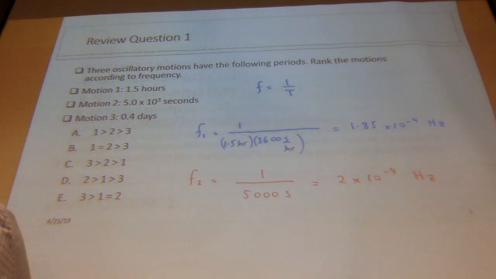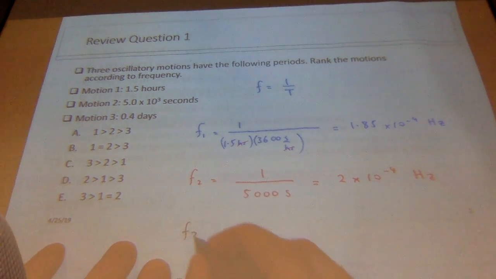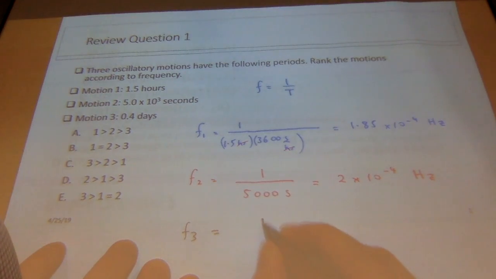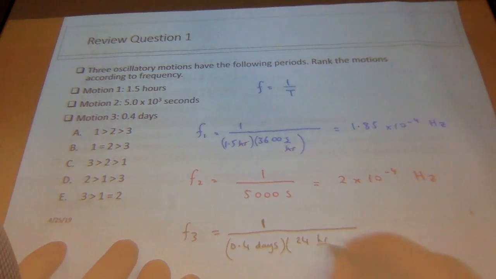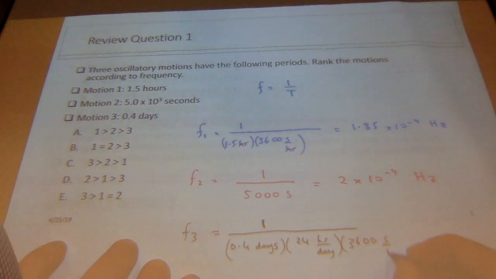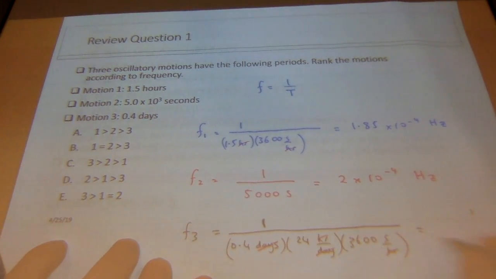And the last one, F3, is 1 divided by 0.4 days, times 24 hours per day, times 3600 seconds per hour. And so go ahead and cancel out those days, cancel out those hours, and that gives me 2.89 times 10 to the minus 5 hertz.